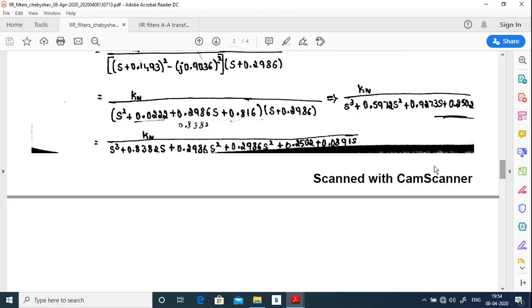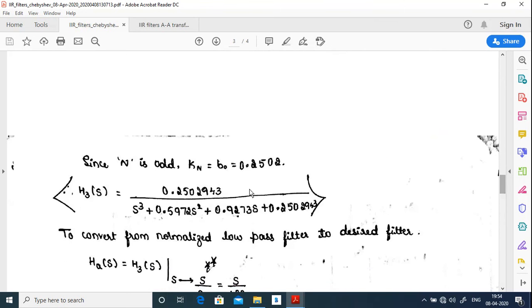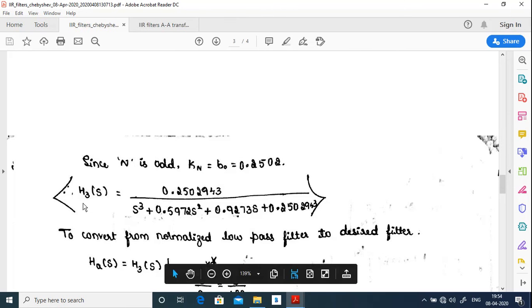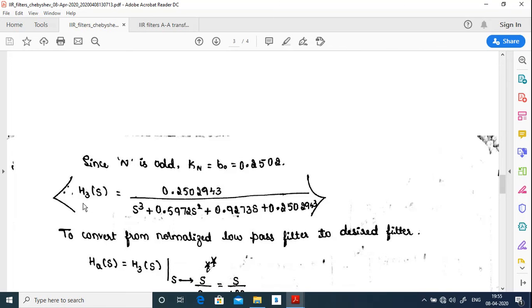Okay, so I'll replace Kn by this particular value. As a result, you will get this. Since n is odd, Kn is equal to B0, which is 0.2502. I'll substitute that, and you will get H3 of S, which is the normalized Chebyshev filter for order n equal to 3.